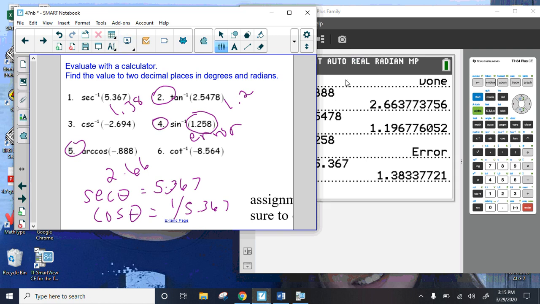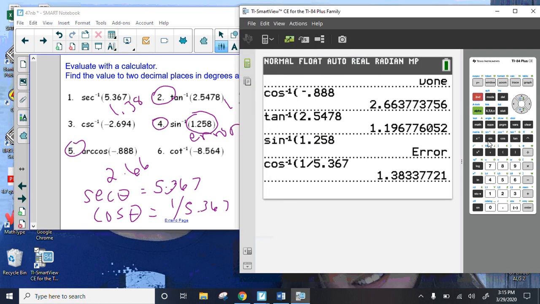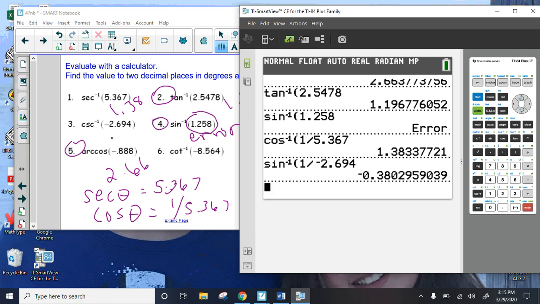All right, so now cosecant. I'm going to do the same thing. I'm going to go second sine, 1 divided by negative 2.694. Again, it's still not an issue. I'm getting negative 0.38.